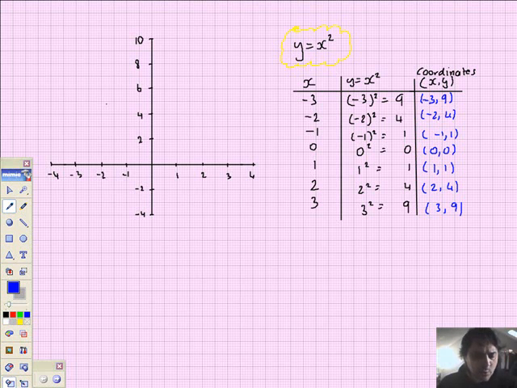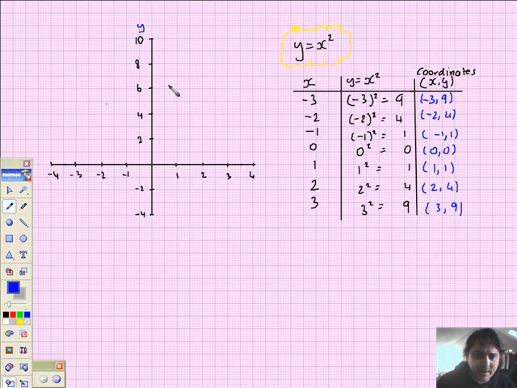Section 17 is about quadratic graphs. Now, this question up on the screen is something I've made up. You're asked to plot the graph of y equals x squared, and it's going to take an awful long time for me to do each one of these questions. So what I've done is prepared the table and also the axes.